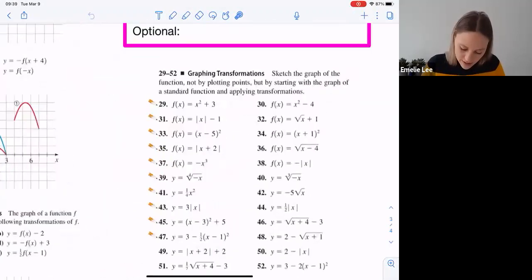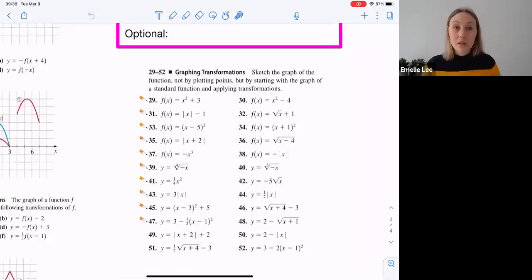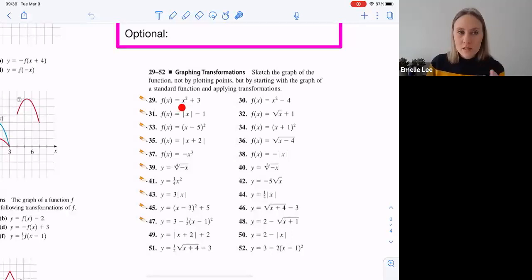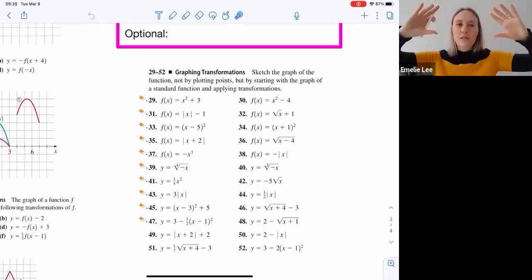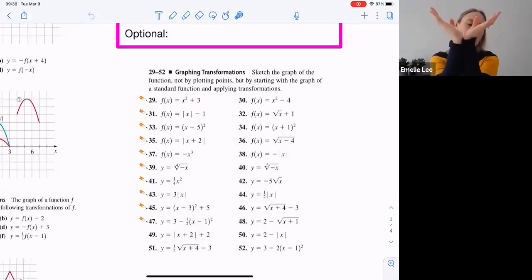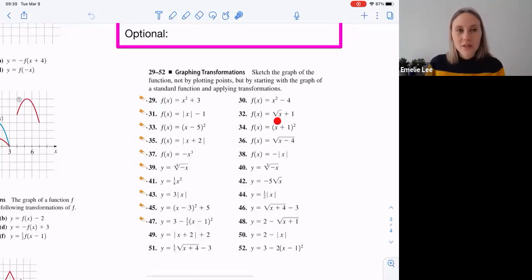But here, if you wanted some more practice, some kind of level up practice, then you'd have to first identify the function itself, right? So here, if f of x is x squared plus 3, then the core function here is x squared. So f of x is x squared, and then we've shifted x squared up 3 units. So that's a parabola, and it's been shifted up 3 units. Here in 32, the original function is the root of x, which we've seen is kind of that bowl shape, plus 1. So again, it's been shifted up 1 unit.